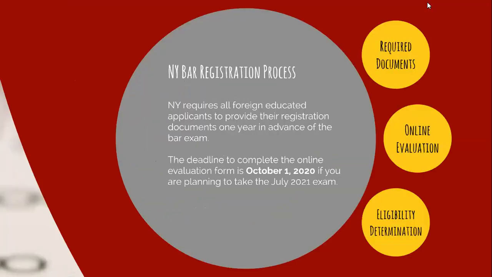So for New York, they require quite a bit of advance timing, I guess. So the deadline to complete the online evaluation form and submit all of your documents is October 1st for the July exam. And they do recommend that you provide things at least 1 year in advance.